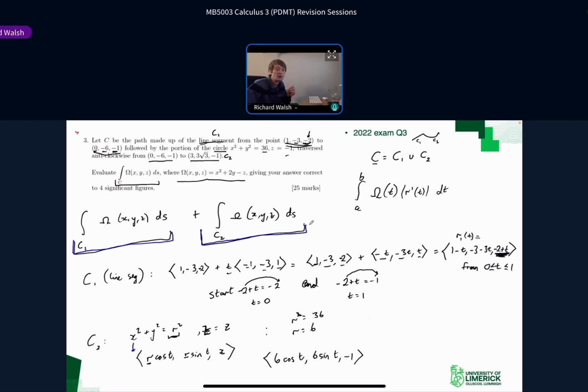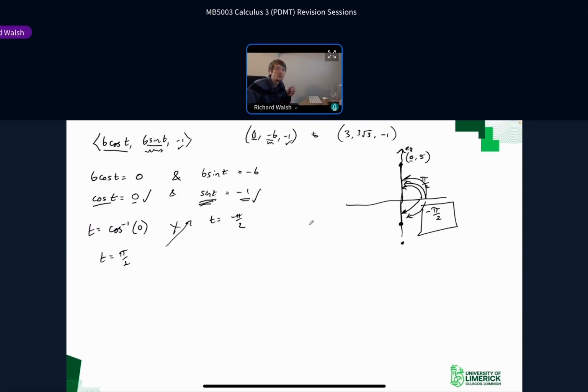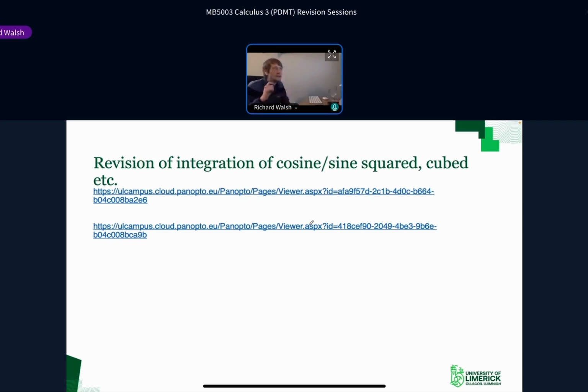All right. So we're going to work out the line integral along C1 first. Now, there will be some integration in this particular question. There'll be an integration of cos squared. I've just put two links there to revision videos on integrating cos and sine which are raised to powers. If you need that revision, those links will be there in the slides afterwards.